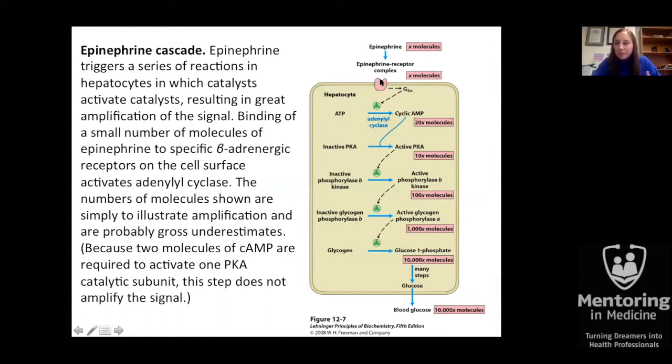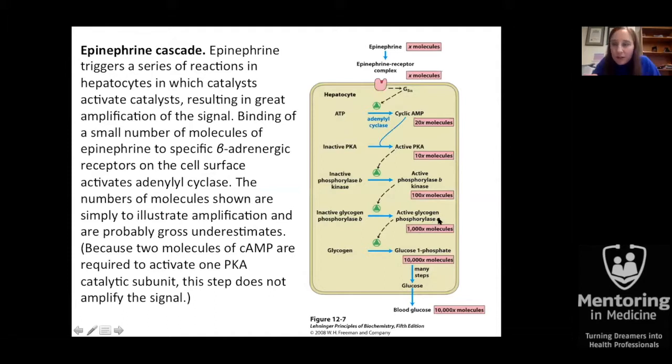Now we know that in reality we have multiple epinephrine receptors, and this is happening in multiples of what this diagram is summarizing. But what they're trying to get at here is we're making about 20 for every single epinephrine molecule that's bound, and then as a result of PKA requiring 2 for every 1 PKA, we have a decrease here by a half, but then we go up exponentially as we see this phosphorylation. This PKA is going to phosphorylate phosphorylase B kinase, which phosphorylates the glycogen phosphorylase B to glycogen phosphorylase A.